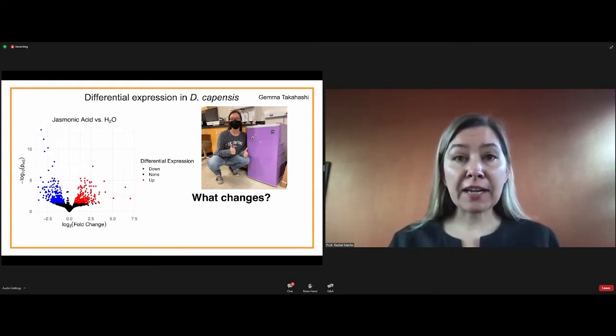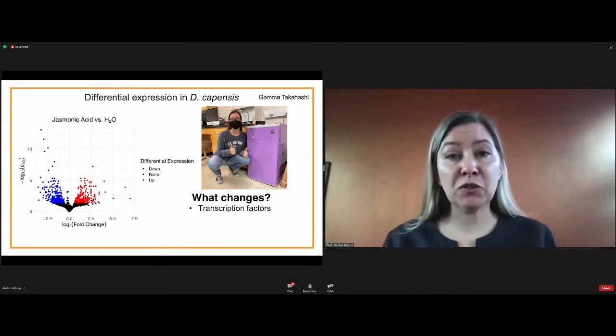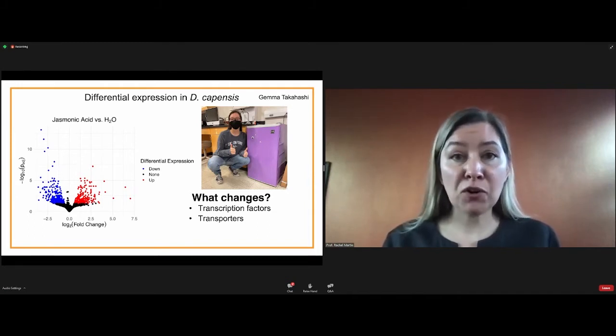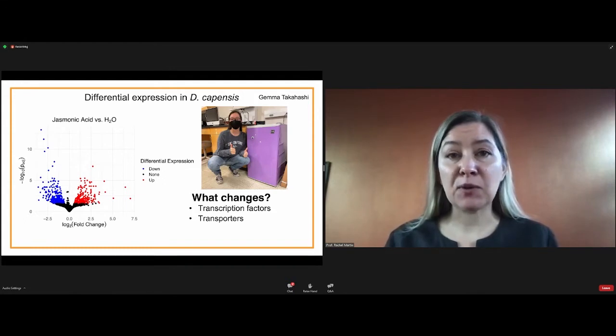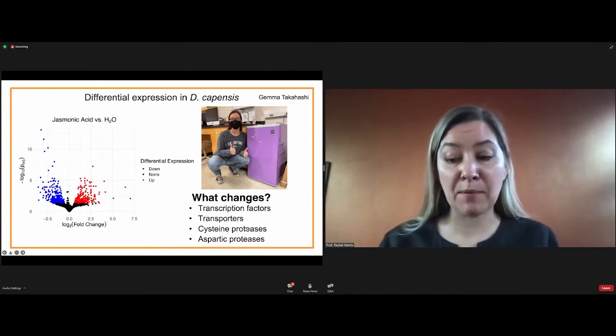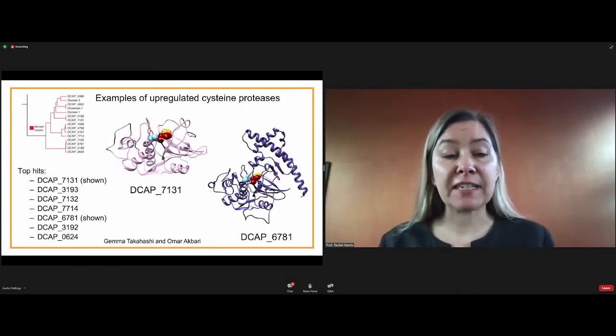And so if we look at what actually changes when we do that, we see things that make a lot of sense. So transcription factors, proteins that control the expression of other proteins, transporters. Transporters sound like a really good thing to have if you're a carnivorous plant. It has to digest its prey and then bring all those nutrients inside the cell. And we also see some digestive enzymes, including cysteine proteases and aspartic proteases. And so remember, aspartic proteases are the ones that Darwin hypothesized were there. Let's look at some of the cysteine proteases first, just as an example.